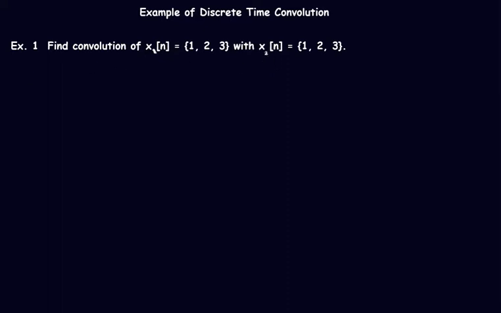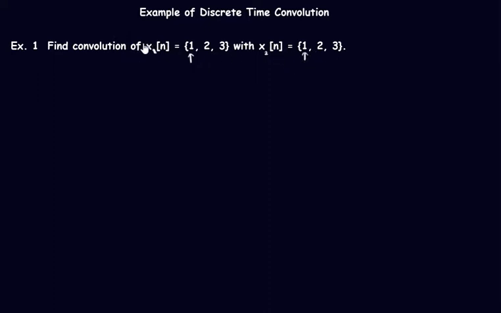We have to find the convolution of these two sequences, x1 of n, that is 1, 2, 3, and x2 of n, that is again 1, 2, 3. The origin of these sequences is at the first element. This arrow shows the origin of x1, so here will be 0, here will be 1, here will be 2. These are the locations and these are the magnitudes. Again, this is the magnitude of the second sequence, and the location is shown by the arrow: here is location 0, here is location 1, here is location 2.